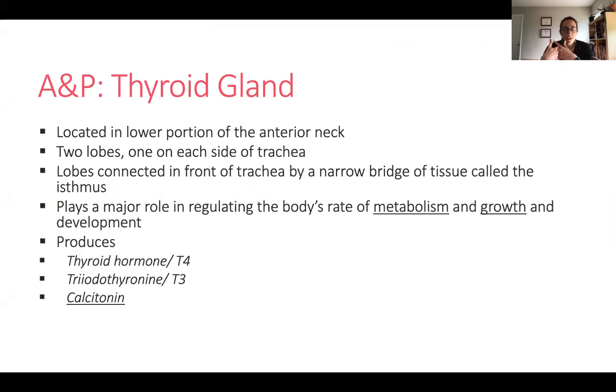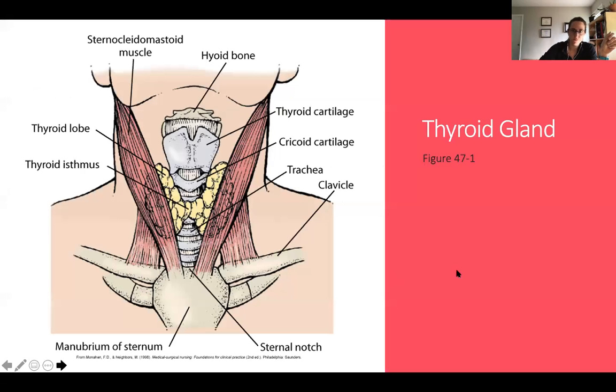So the thyroid is what controls metabolism and growth and development. And it produces the thyroid hormone, which is T4, the triiodothyronine, which is T3, and then calcitonin. The T4 and the T3 increase the metabolic rate, and then the calcitonin helps to regulate calcium levels in the blood. So here is a picture of where the thyroid gland is located, right in front of the neck. There is the isthmus, and it's right in front of the trachea.